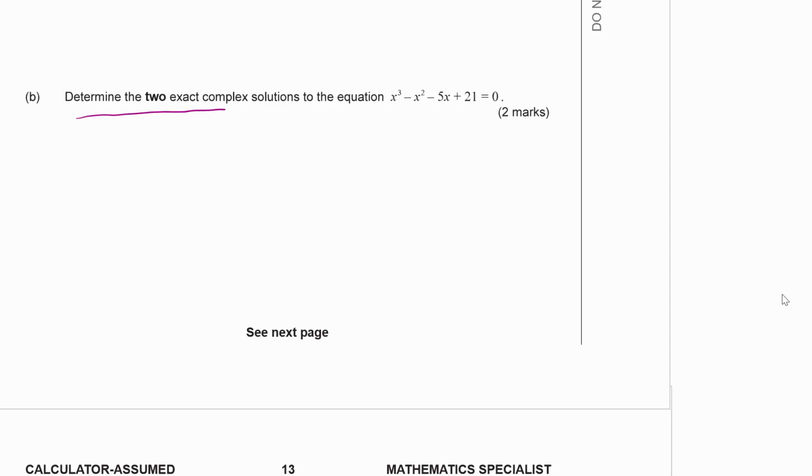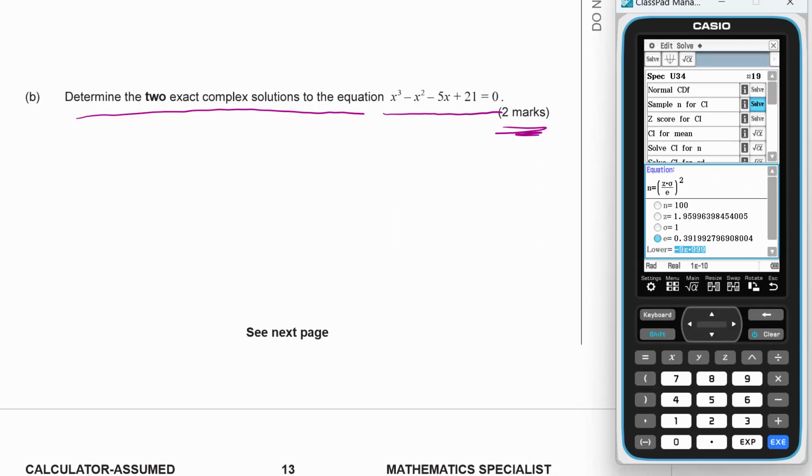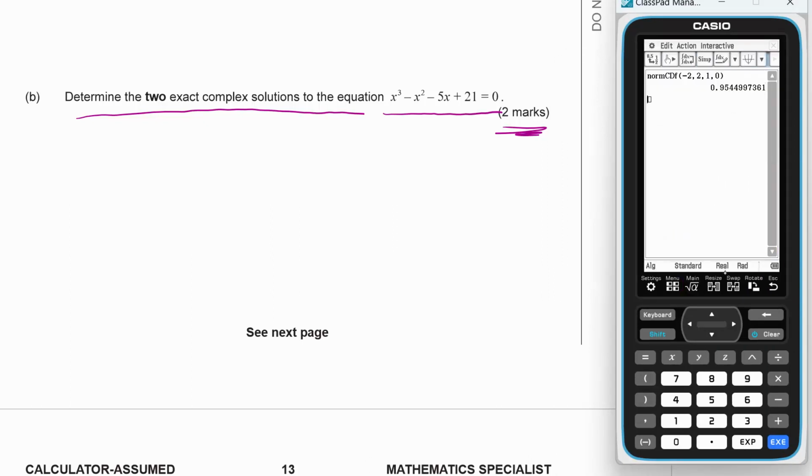Determine the two exact complex solutions to the equation x cubed minus x squared minus 5x plus 21 is equal to 0. Now, it's only 2 marks, so I don't really need to show any working here. So I'm going to take advantage of the fact that it is a calculator paper. I'm going to go to main, put myself in complex mode, and clear anything that's on the calculator at the moment.